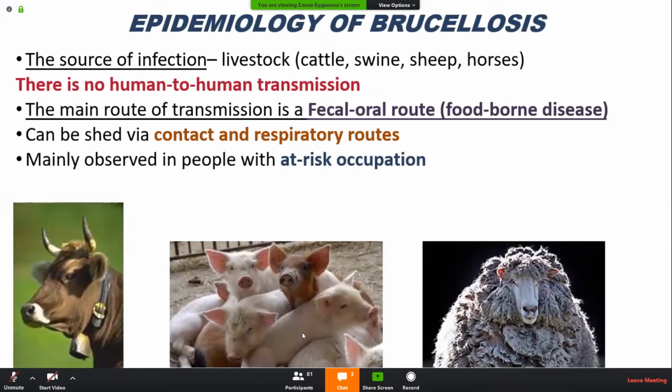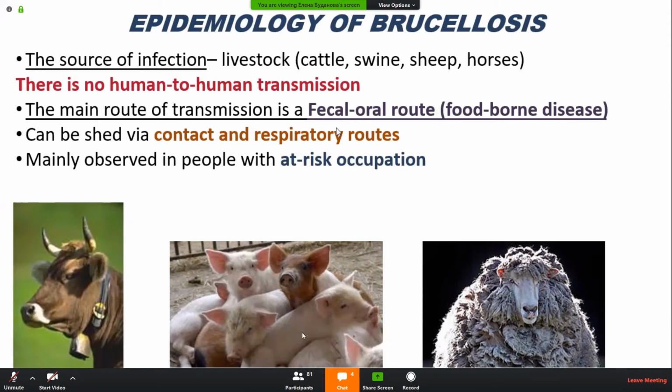Well, epidemiology. I already mentioned the sources of infection to humans. It can be cow, cattle, it can be sheep, swine, pigs, and goats. So the source of infection is livestock. So it is a typical zoonosis, and there is no human-to-human transmission in brucellosis. Human is a dead end.